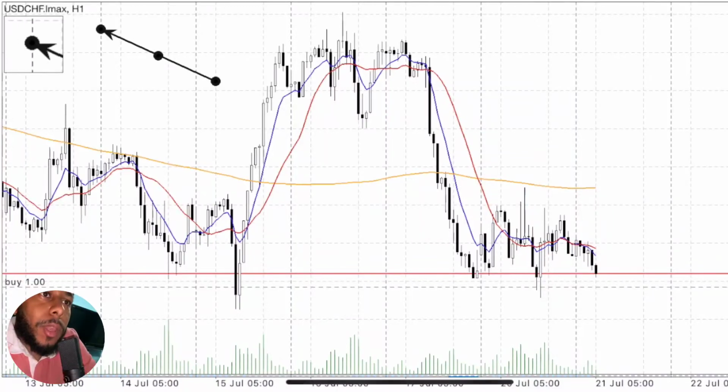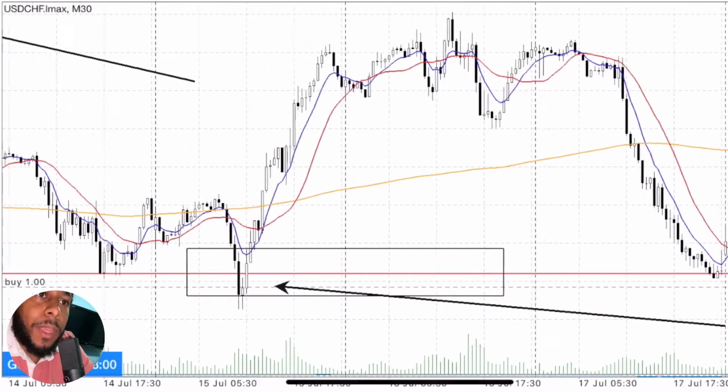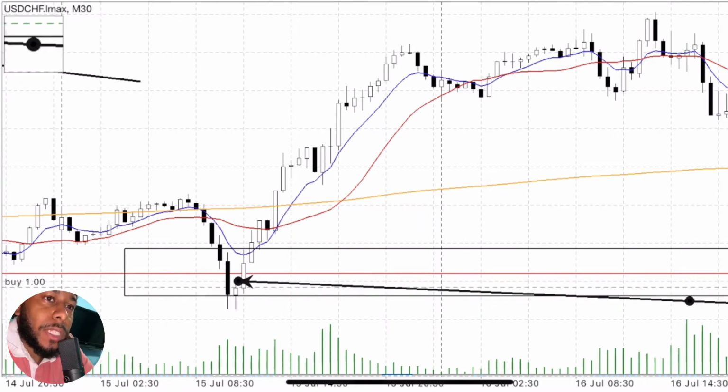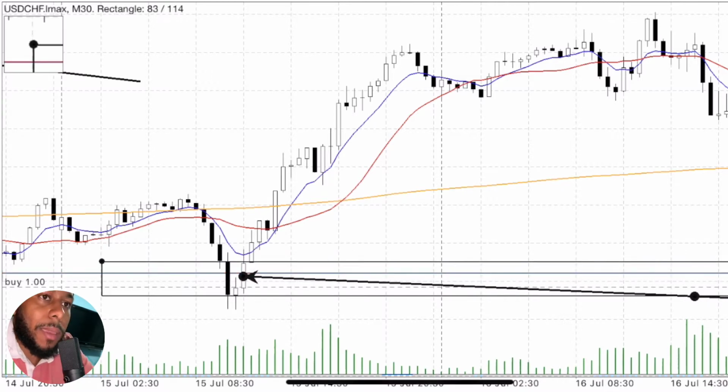Alright, so the pair that we're going to be looking at today is USD CHF. What I want to highlight is this 1 hour point of interest that we have created here. Now, what I'm specifically looking at is this last bearish move before the push up. That is a good indication of where the banks came in.